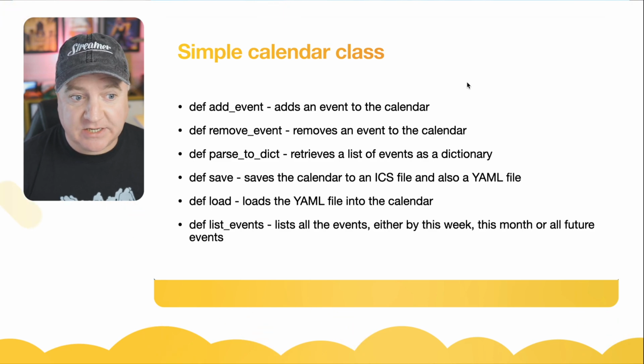So that's what this Parser dictionary is for. We're then going to have a save and load, and that will save to the ICS and YAML file, and then also load from the YAML file when the session starts up. And then we're going to have a list events, and we can pass that a parameter to say list either by week, by month, or all future events.